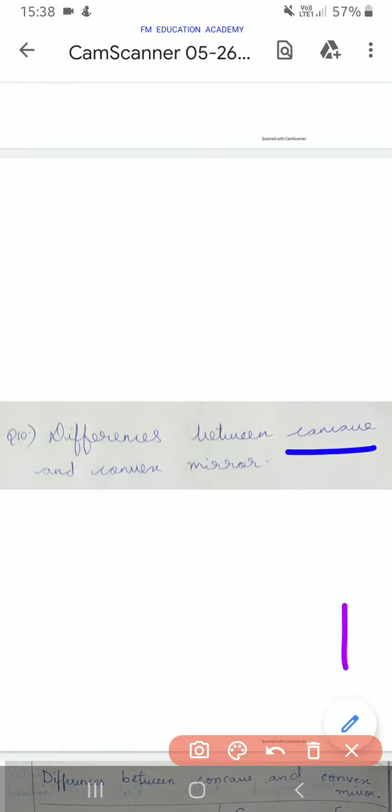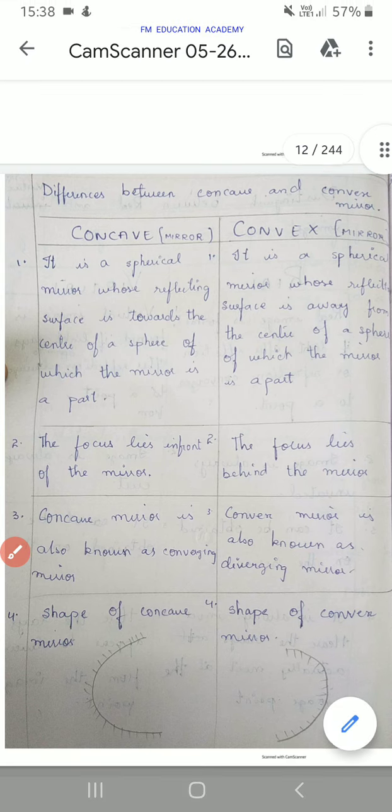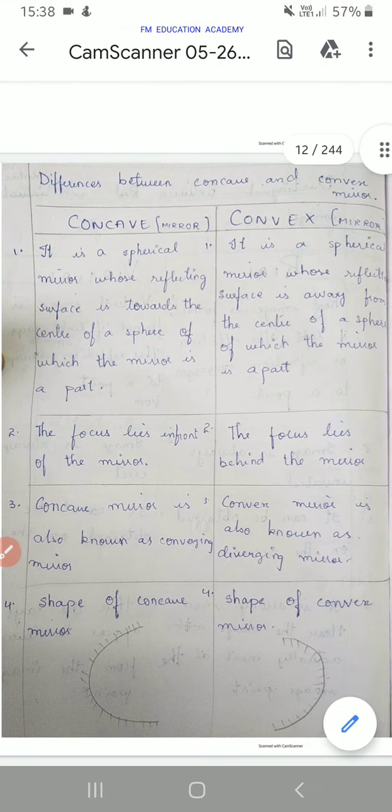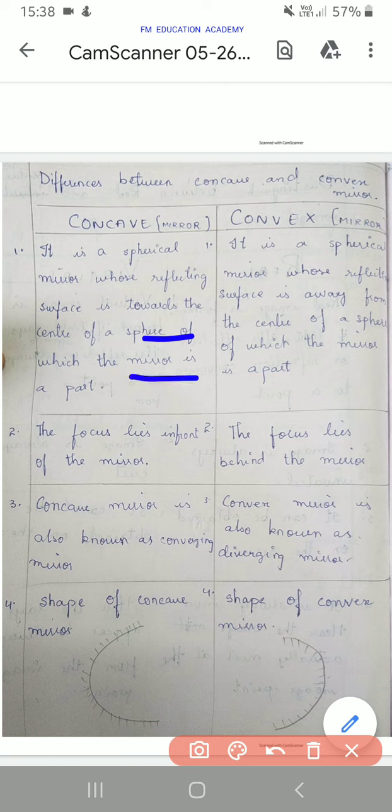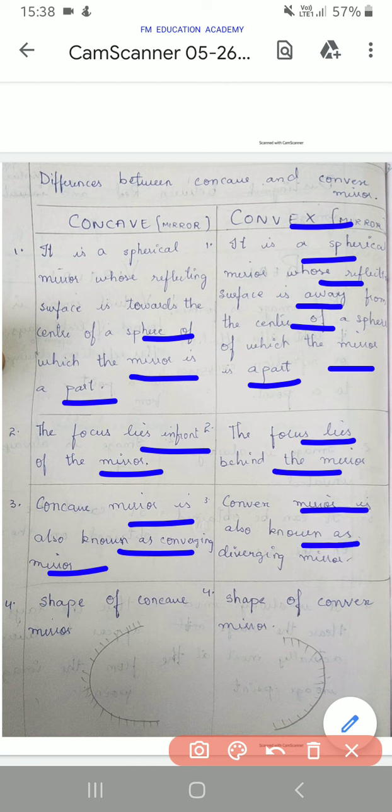The next question that can be asked is the differences between concave mirror and convex mirror. What is the difference between a concave mirror and a convex mirror? A concave mirror is a spherical mirror whose reflecting surface is towards the center of the sphere of which the mirror is a part. A convex mirror is a spherical mirror whose reflecting surface is away from the center of the sphere of which the mirror is a part. A concave mirror's focus lies in front of the mirror. A convex mirror's focus lies behind the mirror. A concave mirror is also known as a converging mirror. A convex mirror is also known as a diverging mirror.